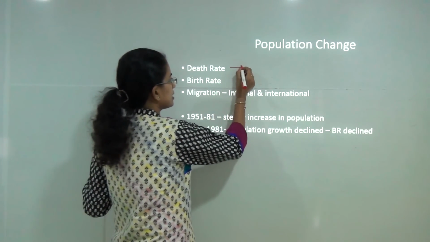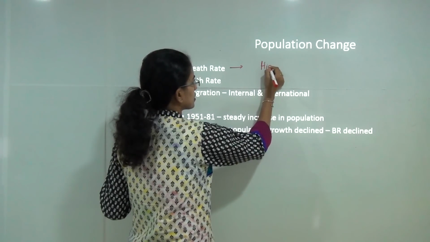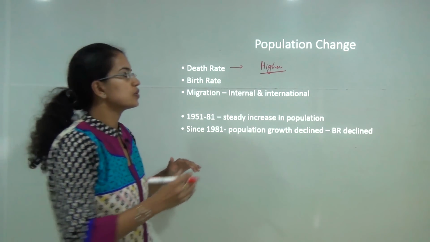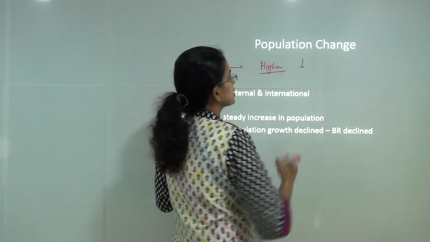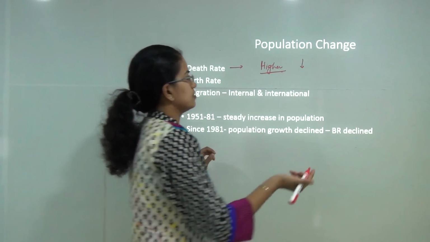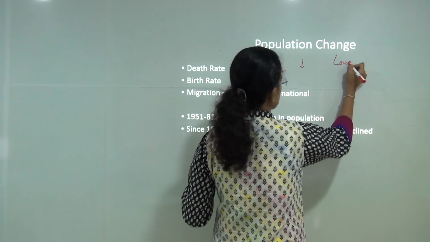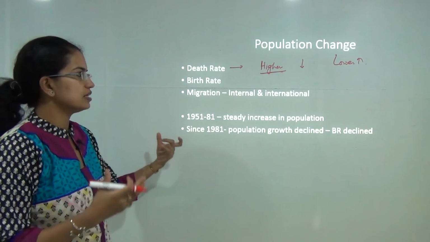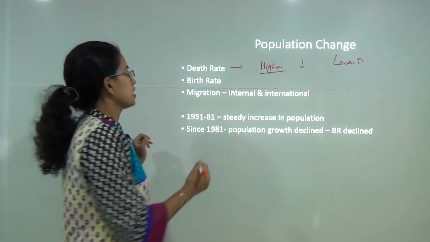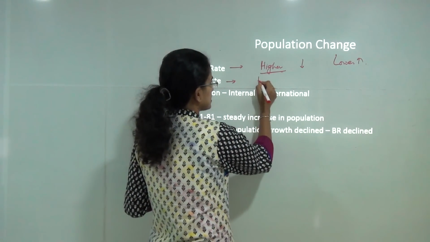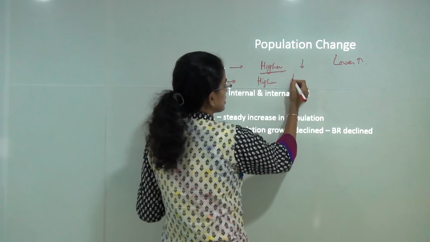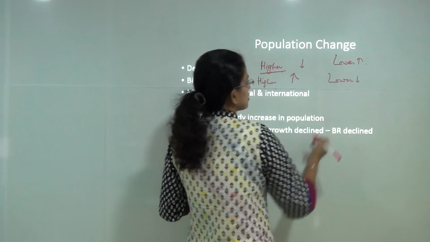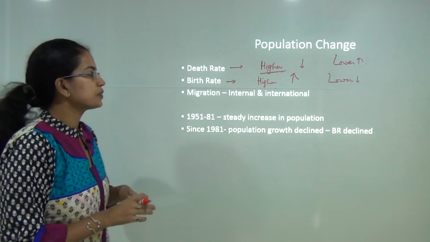Now death rate, if it is higher, what would happen? A higher death rate would lead to a decrease in population. A lower death rate would lead to an increase in population. So definitely the death rate would affect the total amount of population. The birth rate, again, if it is higher, it would increase the population, and if the birth rate is lower, it would tend to decrease.